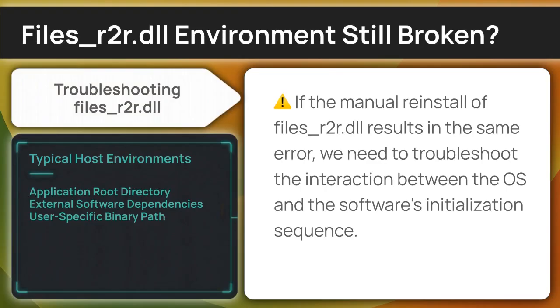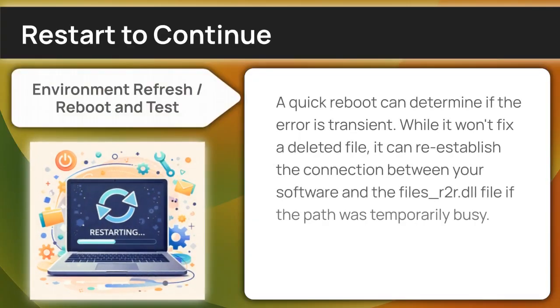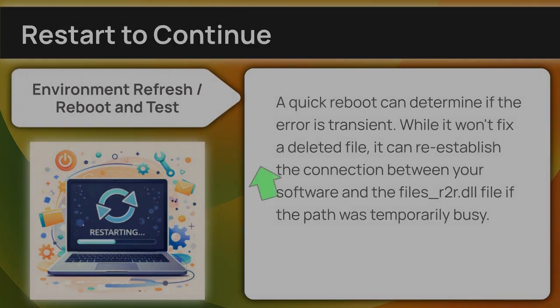of the system state. A quick reboot can determine if the error is transient. While it won't fix a deleted file, it can re-establish the connection between your software and the file's R2R library file if the path was temporarily busy.